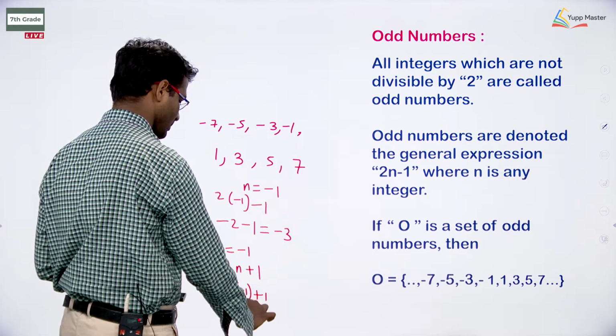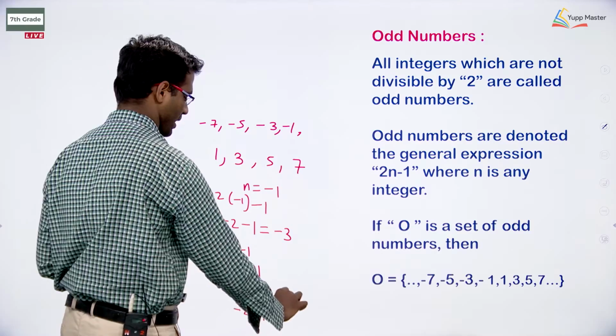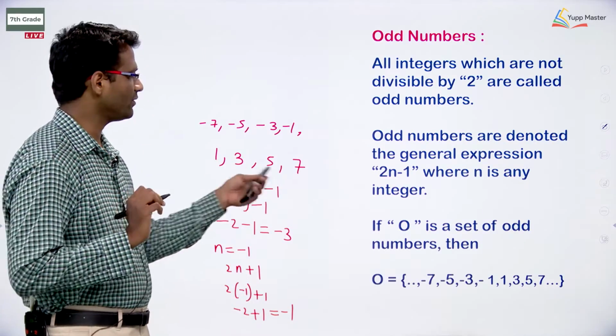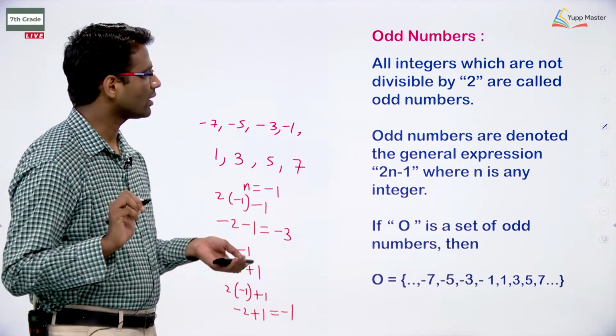So minus 2 plus 1, which is minus 1. Okay. So be careful with the general form also. Okay. Now see here.